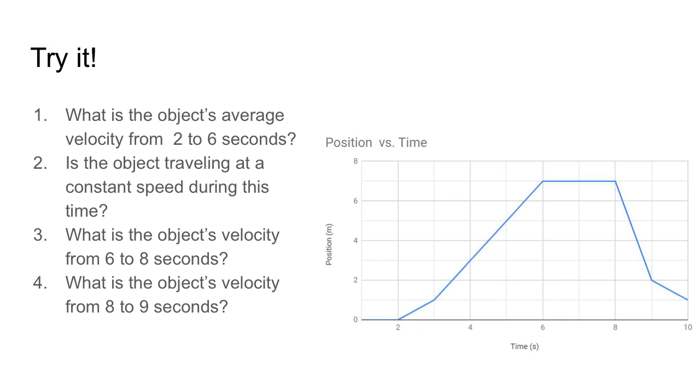What is the average velocity from 2 to 6 seconds? Is it traveling at a constant speed during this? What's the object's velocity at these other 2 times, from 6 to 8 and from 8 to 9?